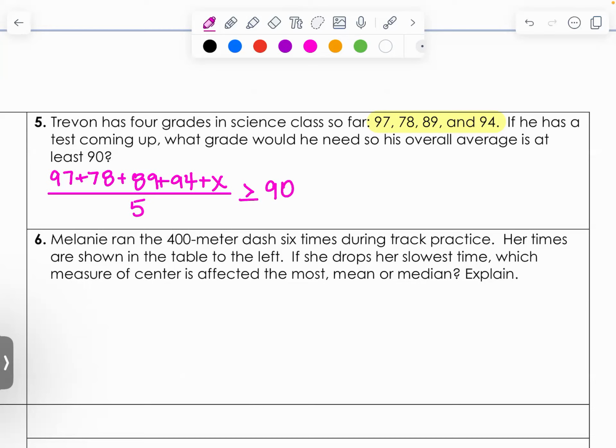Do you have a question or you figured it out? Okay. So let's talk about this. How are we going to solve this problem? First of all, could you add these 4 numbers up for me?